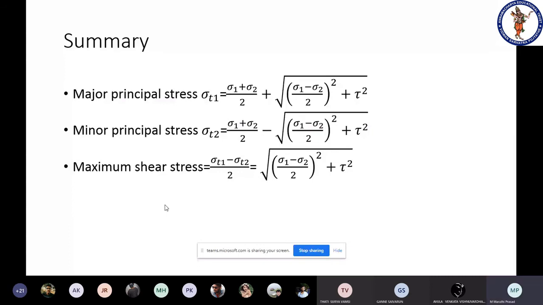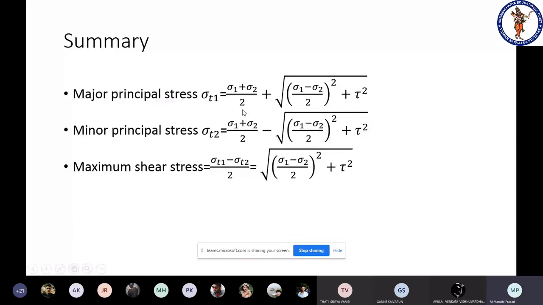So in order to discuss the theories of failure, first we have finished the concept of principal stresses. These are the three important equations you have to remember. Major principal stress sigma T1 is equal to sigma 1 plus sigma 2 by 2 plus root of (sigma 1 minus sigma 2 by 2) whole square plus tau square.